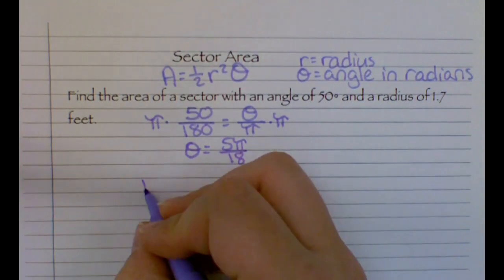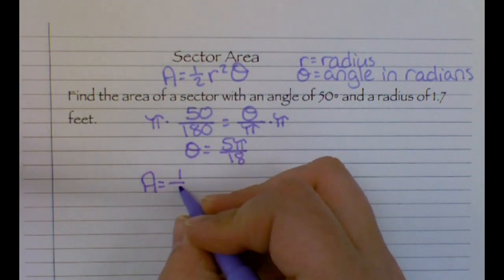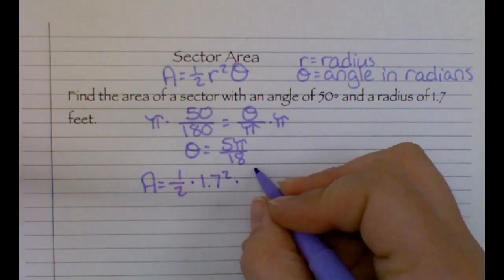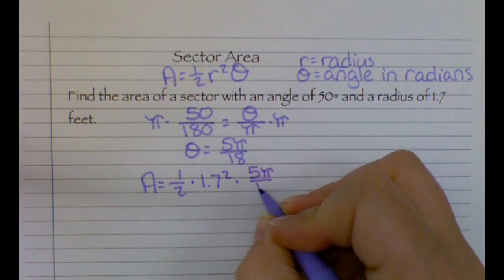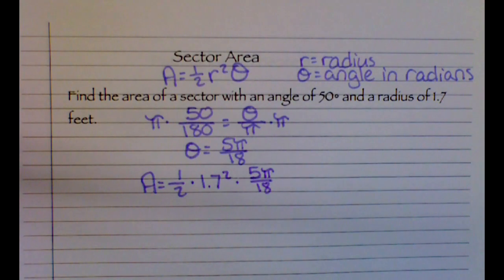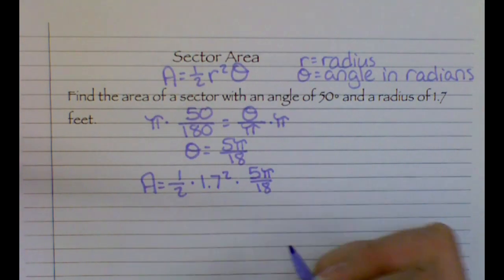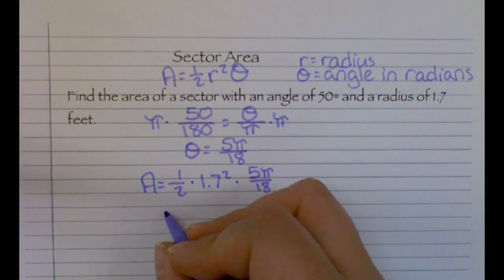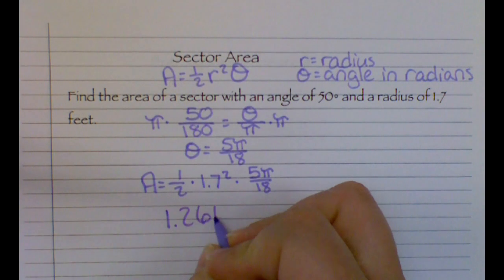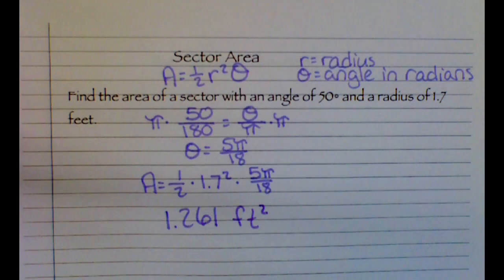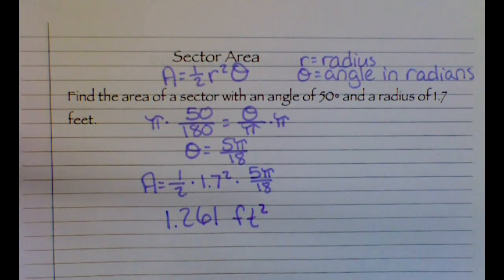So to get my area, it equals 1/2 times the radius squared, so 1.7 squared, times my angle, 5 pi over 18. Type that in my calculator. And I get, double check that I typed it in correctly, my area is 1.261. We're measuring in feet this time, but area is in units squared, so feet squared or square feet.